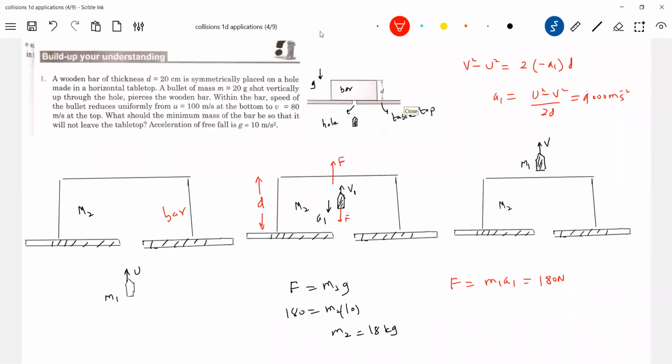Now, the effect of G will not be there. Within the bar, speed of bullet reduces uniformly, that one. The effect of G will not be there. The maximum will be due to resistance of that one. Look at the mass of the bullet, 20 gram, no? Only the resistance by the material of the bar to the bullet has to be taken here.